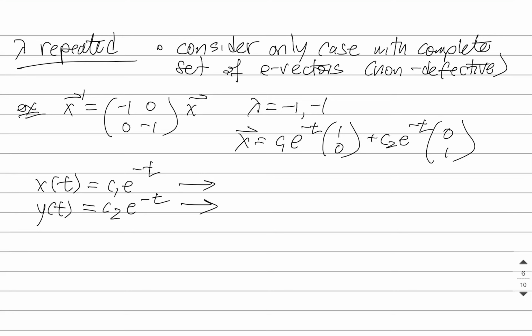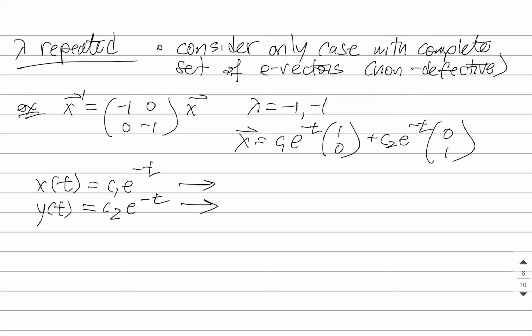In the case of real repeated lambdas, we're only going to look at the specific situation where our repeated lambda leads to a full set of eigenvectors. That is, in the 2x2 case, a basis for R2. So this would be known as the non-defective situation.